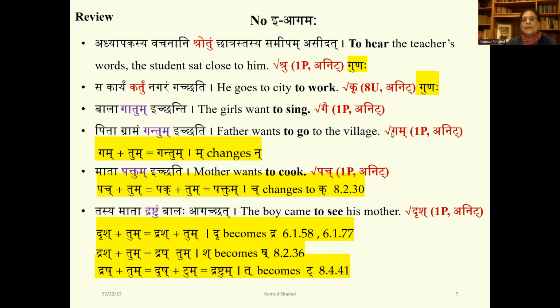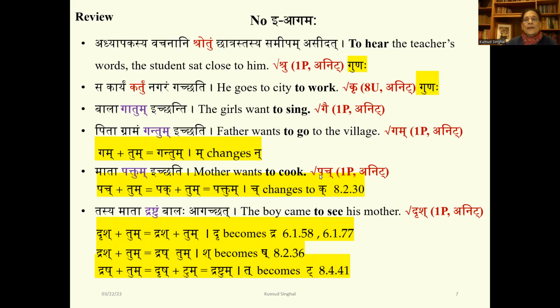Similarly here, the dhatu is gam. So pita gramam gantum icchati. The father wants to go to the village. So in gam, the ma changes into na. So it is not gamtum, it is gantum. So these are irregular.